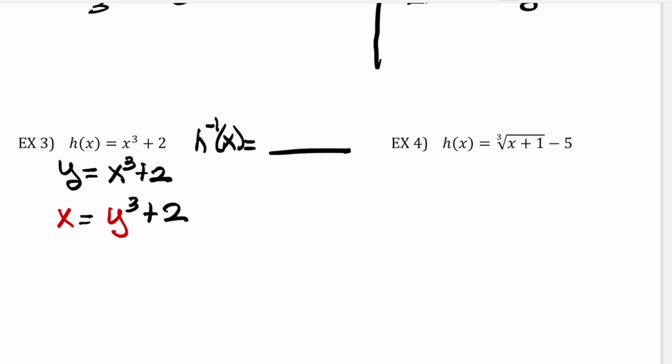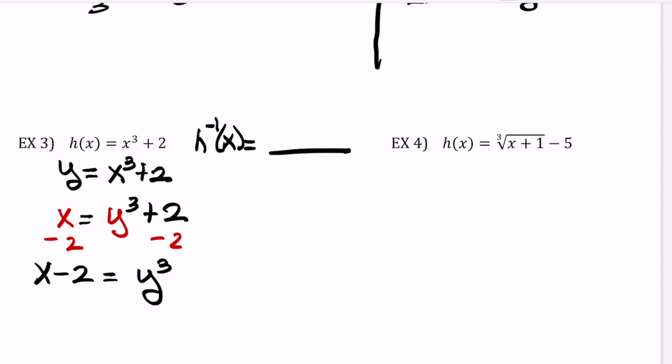And now we need to get rid of the 2 and the third power. Well, the first thing we're going to do is get rid of the plus 2. To get rid of plus 2, you subtract 2 from both sides. That will leave us on the left side with x minus 2 equals y to the third. And just like we learned with square roots and squares, the inverse of a power is a root. So the inverse of a third power, instead of being the square root, would be the third root.